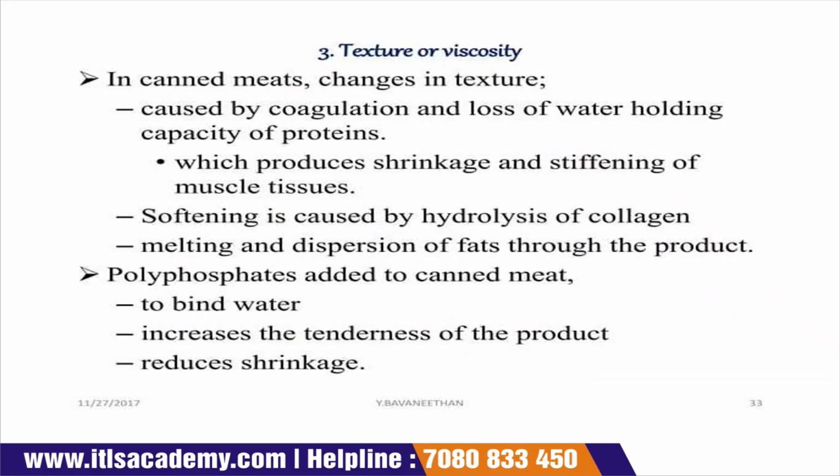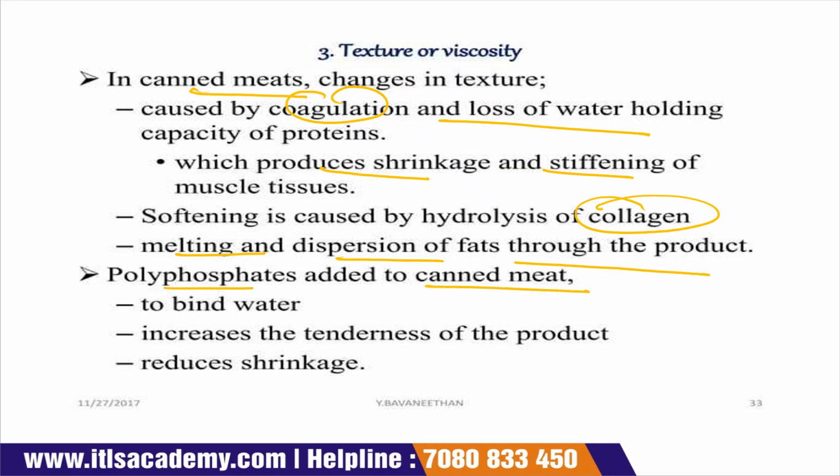Texture or viscosity. Okay, if we talk about canned meat, there are changes in its texture, and these changes occur due to the coagulation and loss of water holding capacity of the protein. It can produce shrinkage and stiffening of the muscles. Softening also occurs, due to the hydrolysis of collagen and the melting and dispersion of the fat through the product. Polyphosphates are then added to canned meat, which bind to water and increase the tenderness of the product, which reduces the shrinkage.